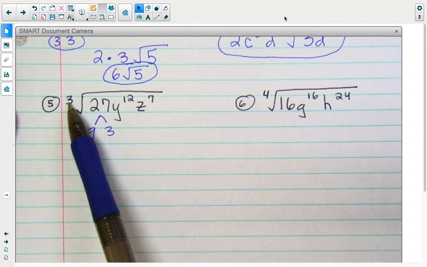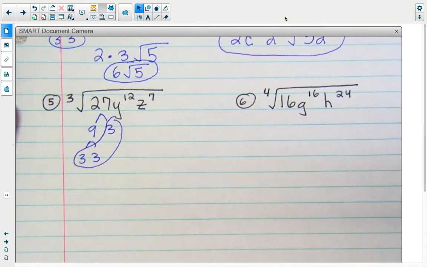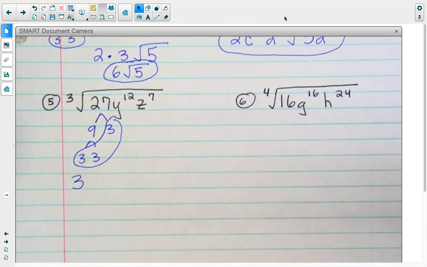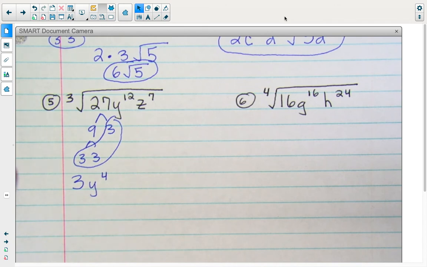I'm looking for 3 of the same number. So I have 3 3's. So that is going to go on the outside of the square root. Complete groups of your index go on the outside. Everything else goes on the inside. So I'm going to use the shortcut. 3 goes into 12 4 times. And there are no remainders. 3 goes into 7 twice.